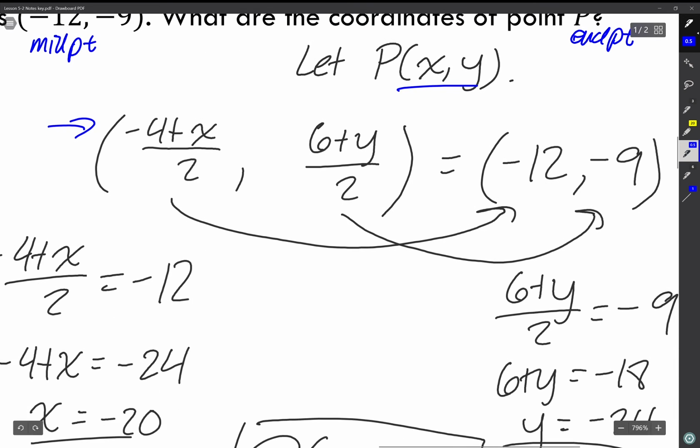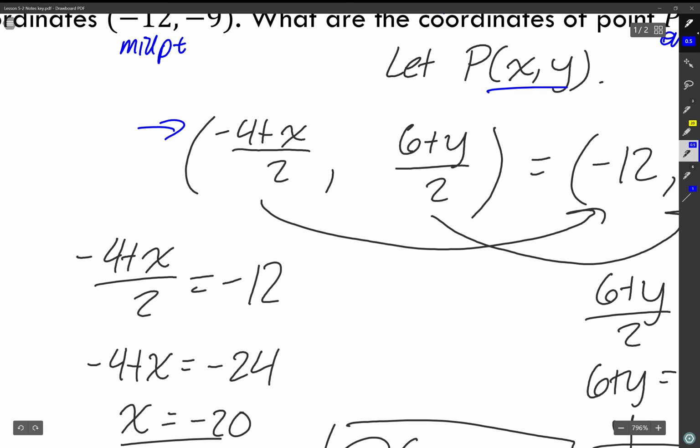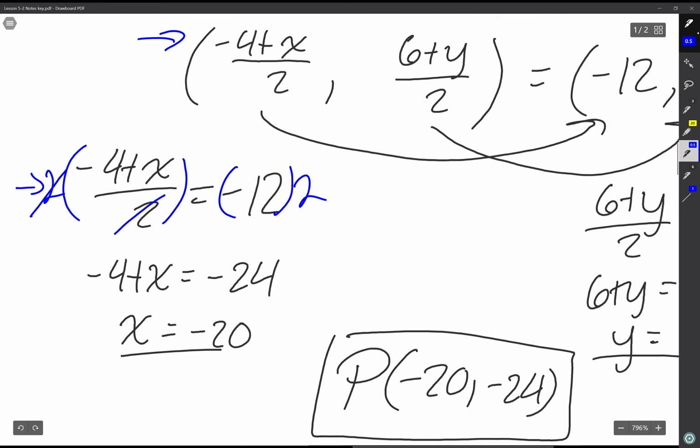So we find our two equations. So we've got (-4 plus x) over 2 equals -12. That's what I have right here. We multiplied both sides by 2. Didn't even write them down, sorry. So remember, those 2's canceled. It left us with -4 plus x is equal to -24, and then add 4 to both sides to get x is equal to -20.